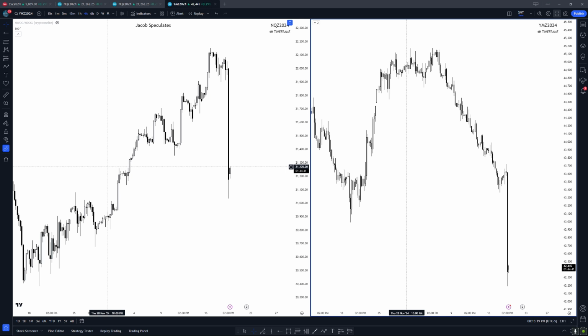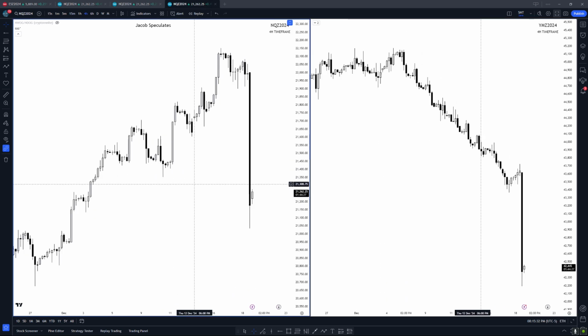What do we do on Fridays? What are Fridays meant for? Full porting. Exactly. Full port Friday. That's how you trade altcoins.